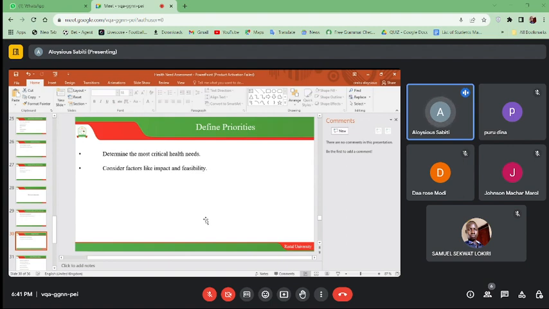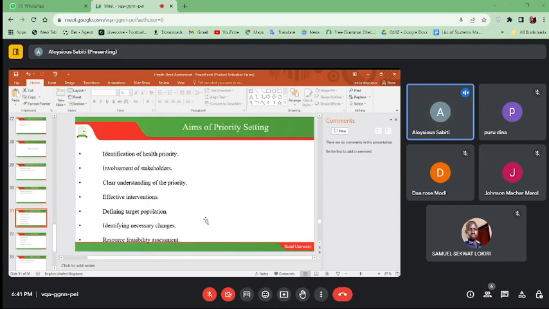That is when you're trying to do the defining of the priorities. You can actually do naming them from 1 to 2 or from A to Z, and then you'll be able to understand which one is a priority and which one is not. So what are some of the aims of priority setting?